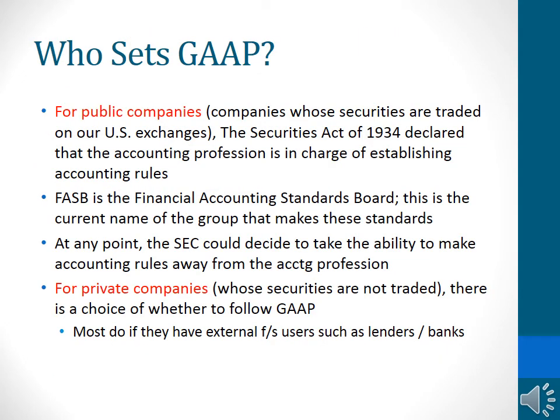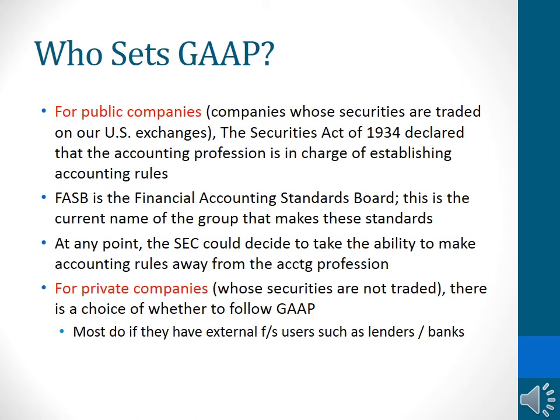So we can tell that GAAP is important. Who sets GAAP? Well, the answer is a little bit different depending on whether the company is publicly traded or not. If it's a public company, it means the company has securities that are traded in the financial markets in our country. Those companies are governed by the Securities Act of 1934, which gave the accounting profession the right to make its own accounting rules. The Financial Accounting Standards Board is the current name of the group that makes these standards.